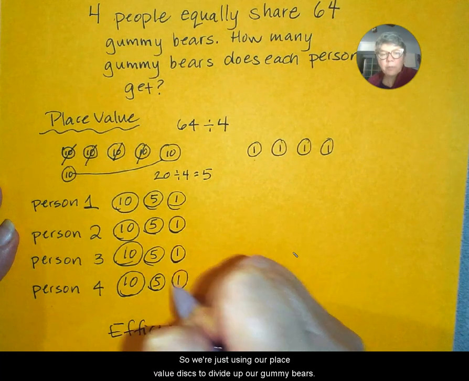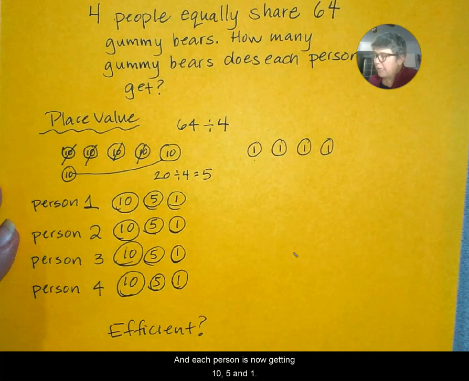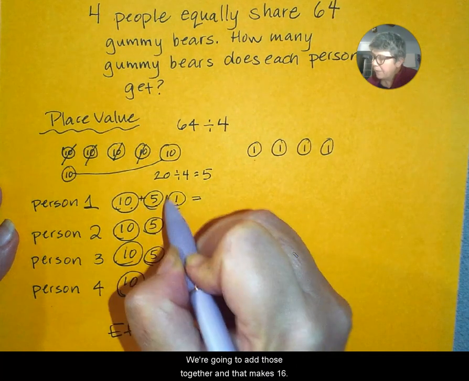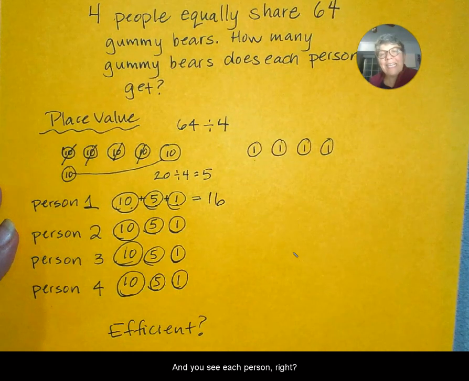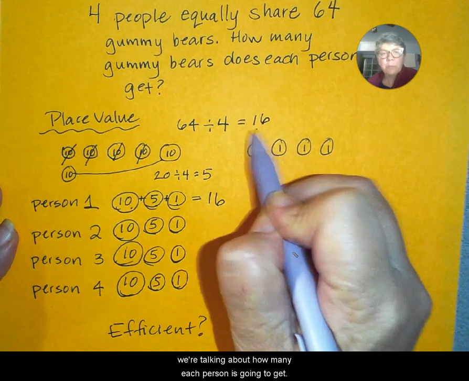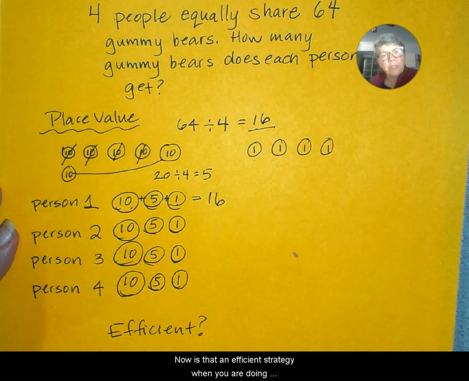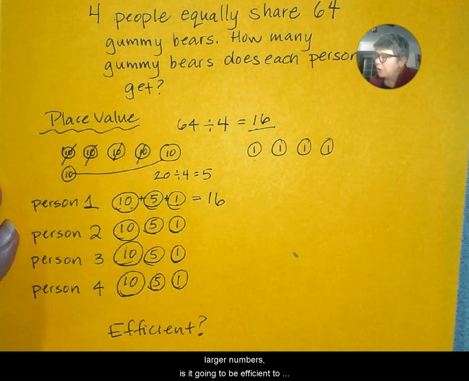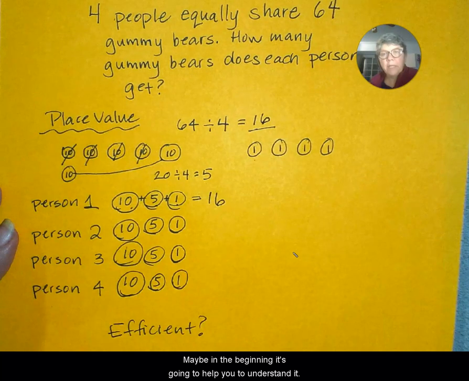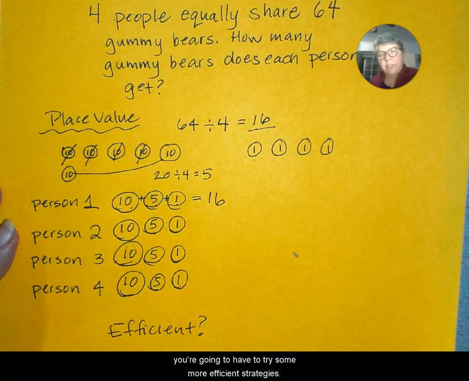So we're just using our place value discs to divide up our gummy bears, and each person is now getting 10, 5, and 1. We're going to add those together, and that makes 16. And you see each person, right? So when we divide, you want to remember that we're talking about how many each person is going to get. So 64 divided by 4 is 16. Now, is that an efficient strategy? When you are doing larger numbers, is it going to be efficient to use place value? Maybe in the beginning, it's going to help you to understand it, but maybe as you move up, you're going to have to try some more efficient strategies.